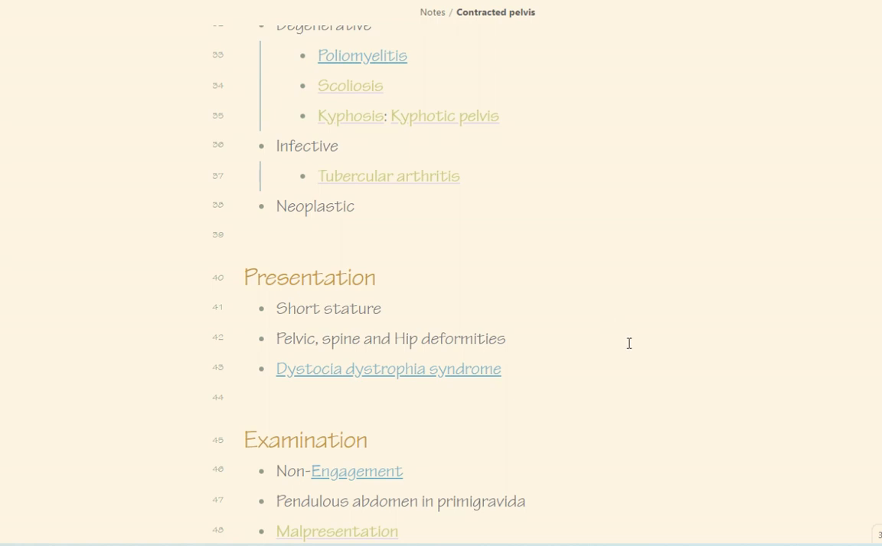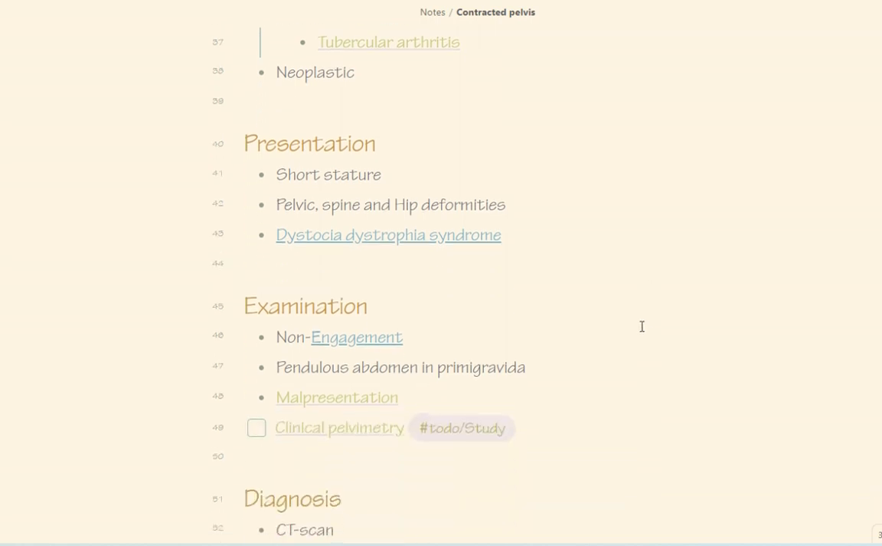So what is the presentation? On general assessment, the female can have short stature, because short stature is one of the risk factors related to the development of contracted pelvis. What is short stature? If the female is less than 4 feet 10 inches, that is called short stature. Also pelvic, spine and hip deformities: if you see any pelvic, hip or spine deformities, then more likely there is contracted pelvis. And if there is dystocia dystrophia syndrome, which we will cover, that is considered to be a risk for contracted pelvis.